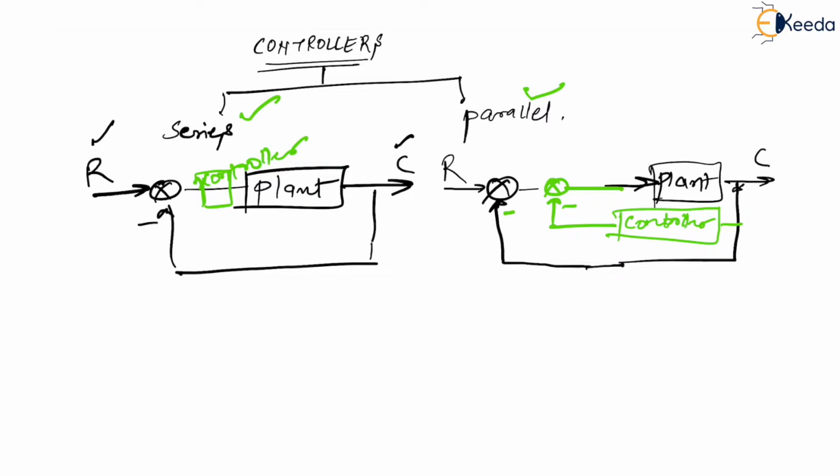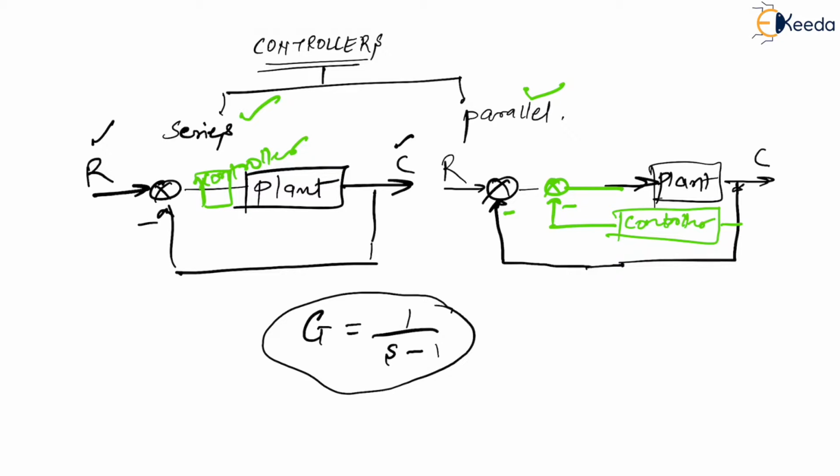In order to understand it in detail, I will take a transfer function, let us say G equal to 1 upon s minus 1. I will take this particular transfer function and try to add it with all the different types of controllers and check what happens to their output and what happens to the stability of the system. So this is the transfer function we will be using throughout this lecture. The first topic, let us begin.